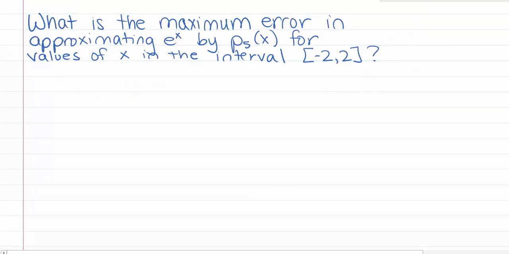All right, let's look at a slightly more complicated problem. This one says, what is the maximum error in approximating e to the x by the fifth order polynomial for values of x in the interval from -2 to 2? So that interval is going to give us a little bit of a problem. The other thing that's going to give us a bit of a problem is we haven't actually found a formula for the fifth polynomial approximation of e to the x. So we need to start with that. And I guess it should say on here where we want to center it at. So let's pretend it said centered at x equals 0.